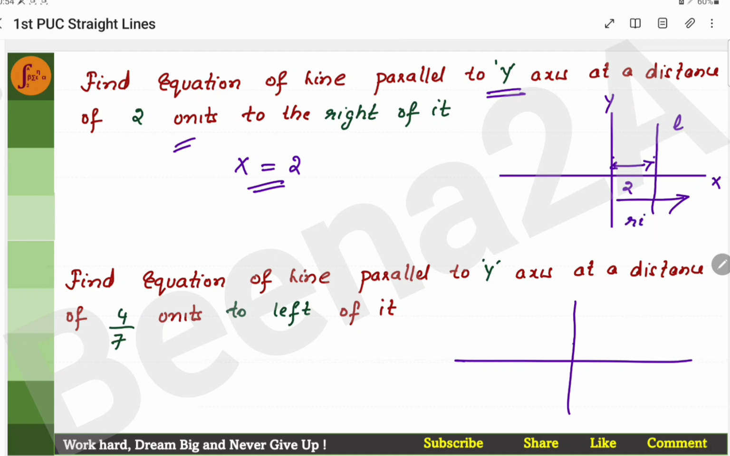Whenever you see right or left, it is nothing but x. And whenever you see above or below, it is y. So let's look at the next example.